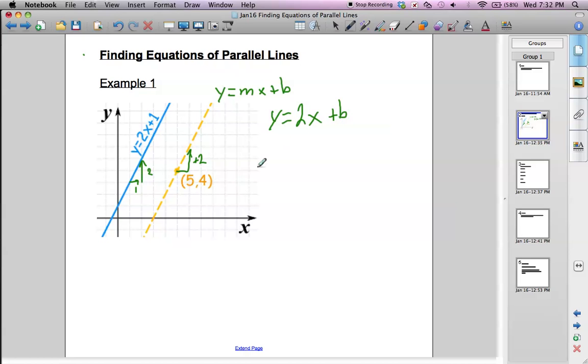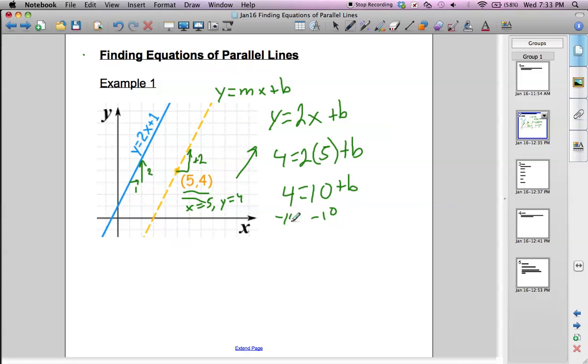And you should already know how to find the y-intercept of an equation of a line given a point and the slope. So we have a point on that line. The x value here is 5, and the y value here is 4, so we can substitute that into the equation, and we get 4 equals 2 times 5 plus b, and then we can solve for the y-intercept. So that's going to be 4 equals 10 plus b. Subtract 10 from both sides of the equation, we get b equals negative 6. So there's your y-intercept.